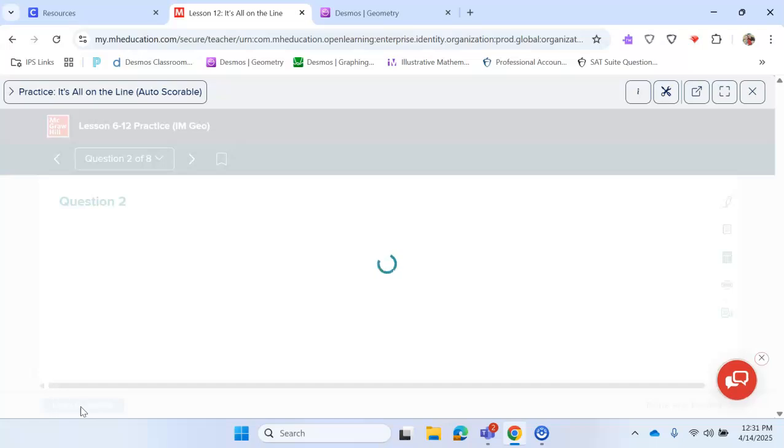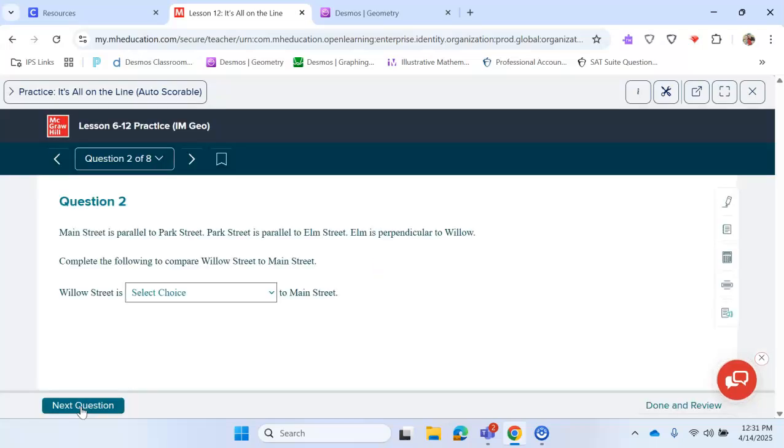Question 2. Main Street is parallel to Park Street. Park Street is parallel to Elm Street. Elm is perpendicular to Willow. Complete the following to compare Willow Street to Main Street. If the three streets are parallel and Willow is perpendicular to Elm, it's perpendicular to all three streets. So Willow Street is perpendicular to Main Street.